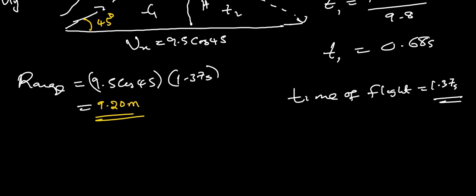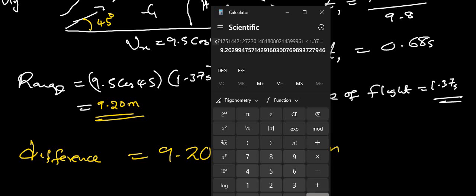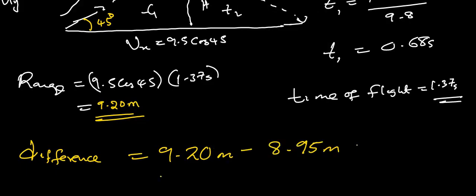So now we get the range, the actual range that a particle traveling with this speed is going to achieve. The difference is what they want. The difference is just going to be the 9.2 meters minus the 8.95 that he achieved. So this answer that we've gotten minus 8.95 gives us 0.25. This is the difference. This is what they wanted.